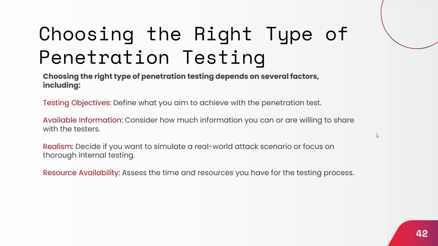So testing objective and also available information. Consider how much information you can or are willing to share with the testers. Maybe if you're hiring a pen tester from the outside, we will not be ready to give all the information to them, source code and all, right? So in that case, black box or gray box is a balanced approach that we can use.